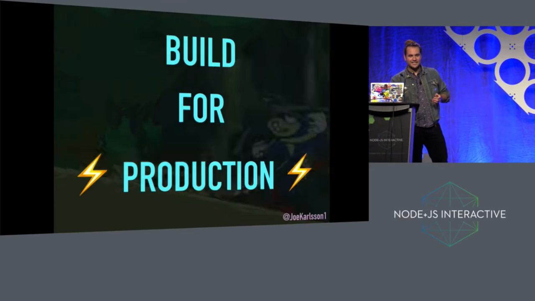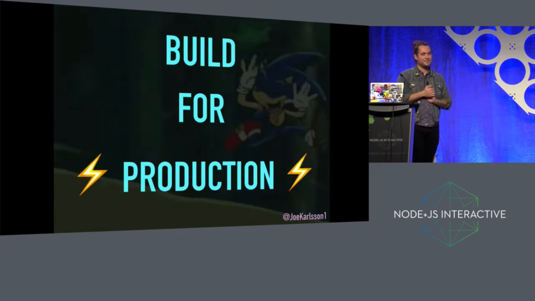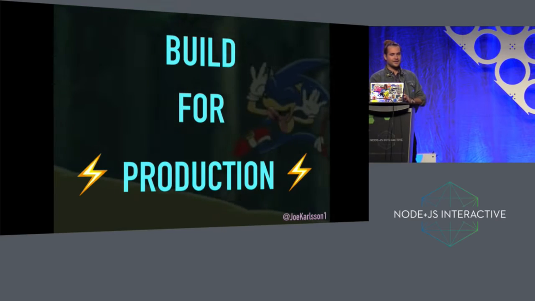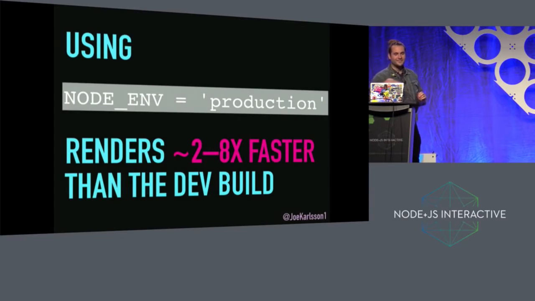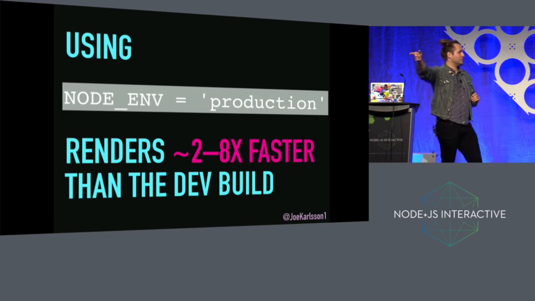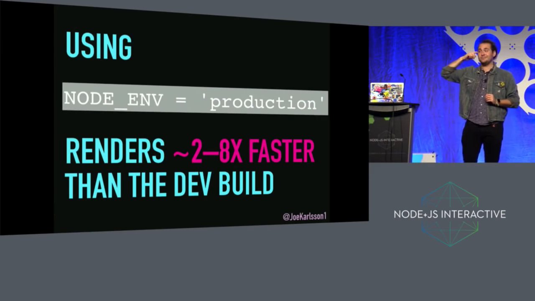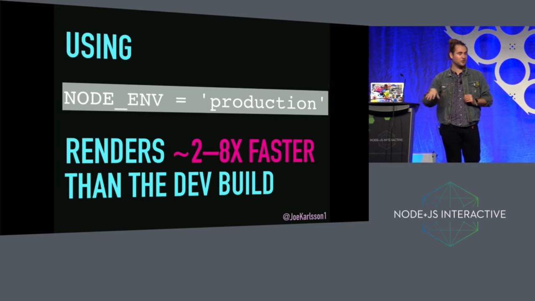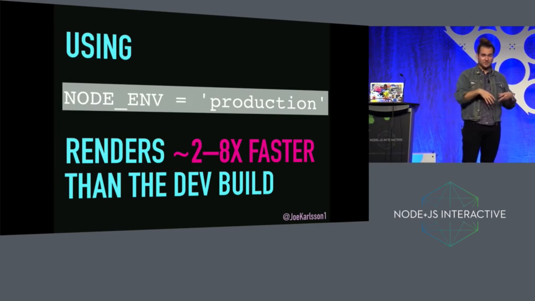OK. So next tip, building for production. So did you know that setting your Node environment to production when you're building will allow your React application to run 2 to 8 times faster? So when you set this mode when you're doing your build, what it does is it runs a minified production build, and it'll strip out a bunch of those development tools that we use on our local machine, which is great.